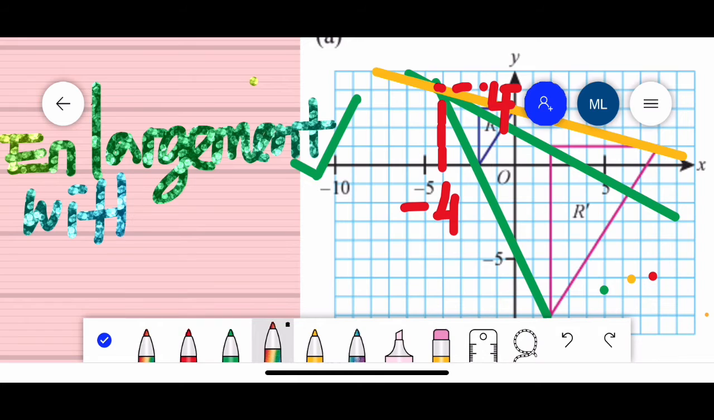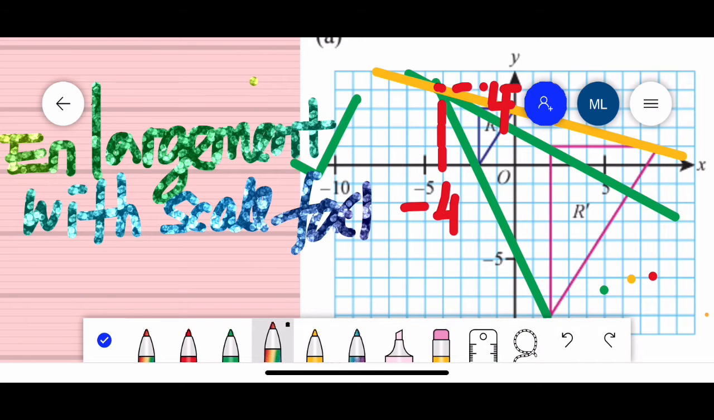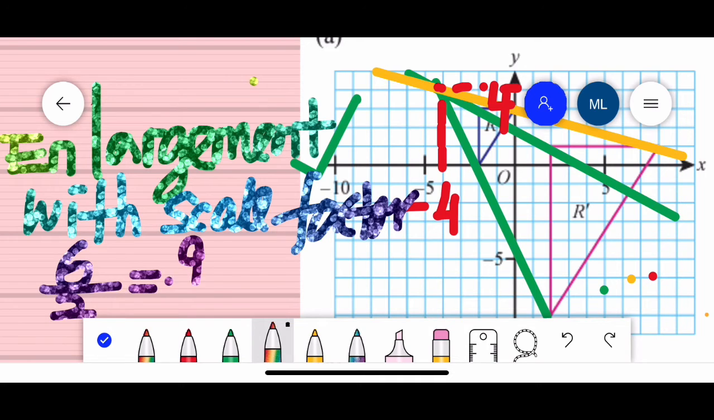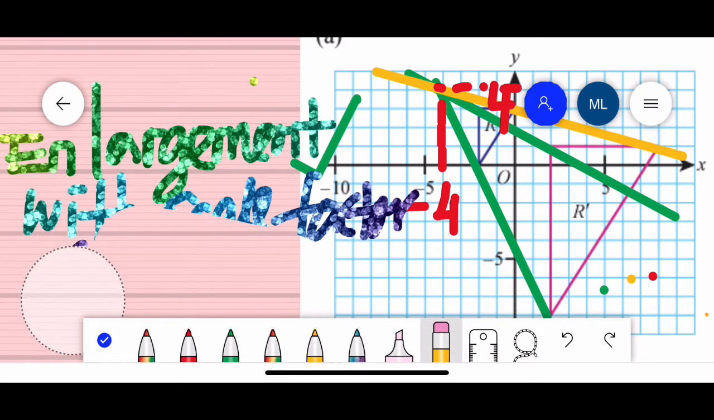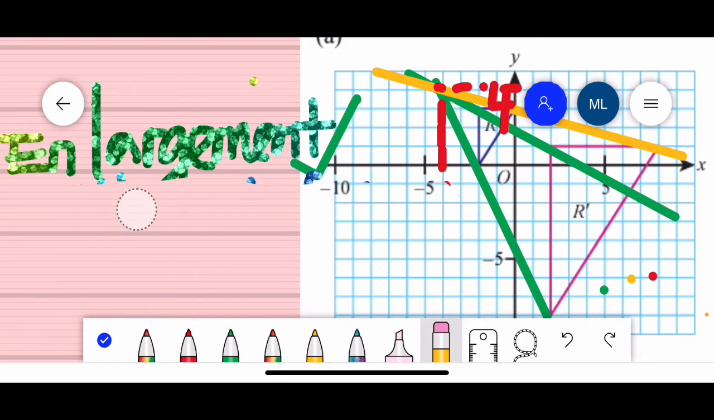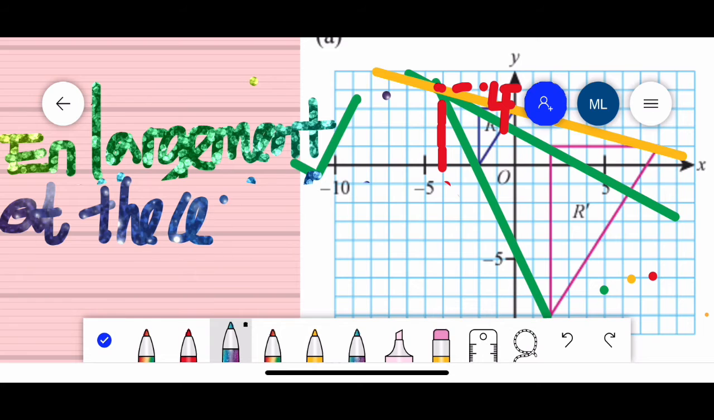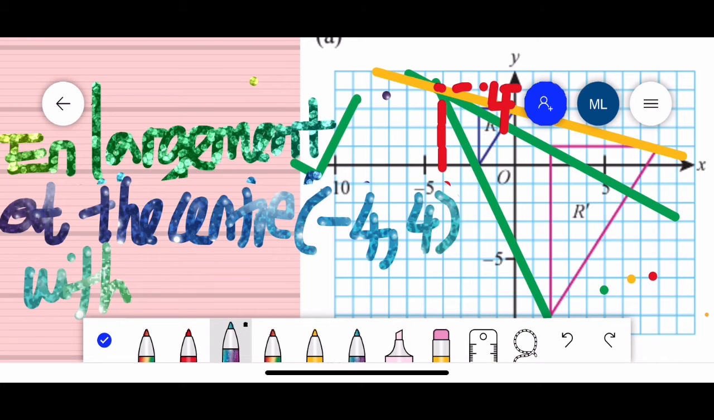With scale factor. The scale factor just now is 6 over 2, or you can say 9 over 3. We have counted already, so we can just say scale factor 3. We don't have to show the working. So I'm going to write again: enlargement about the center -4, 4, with scale factor 3.